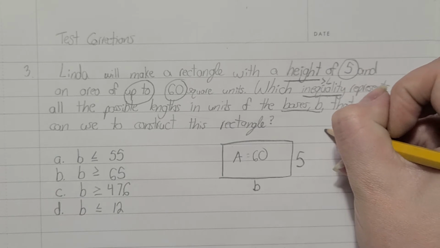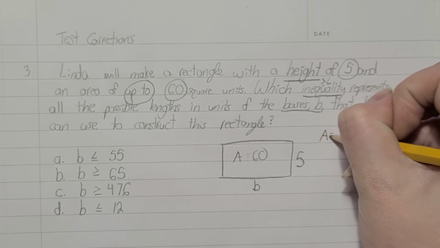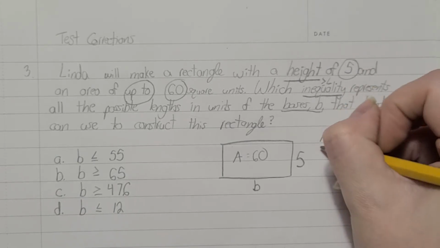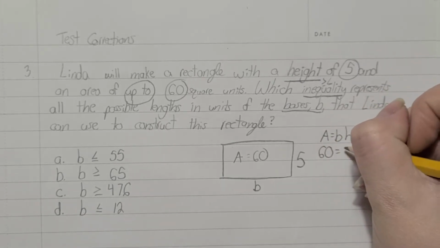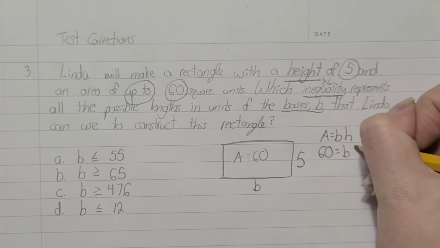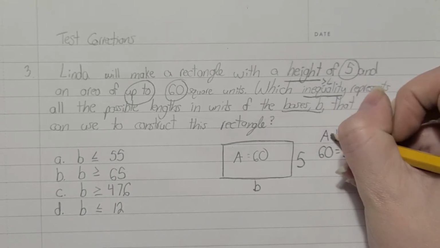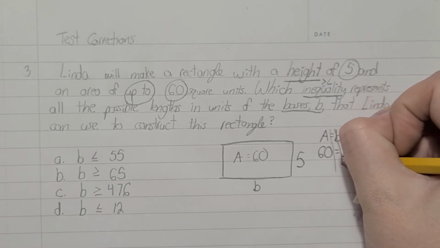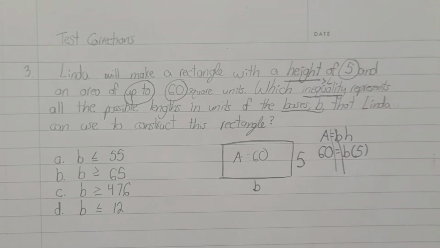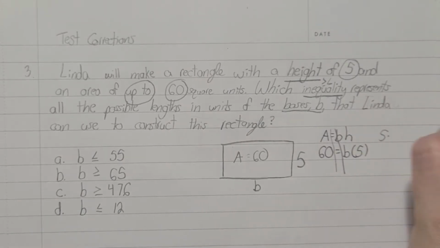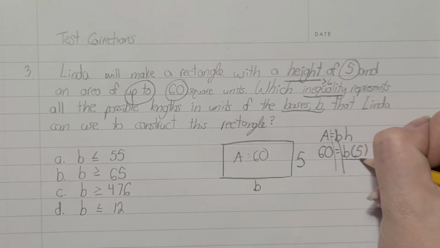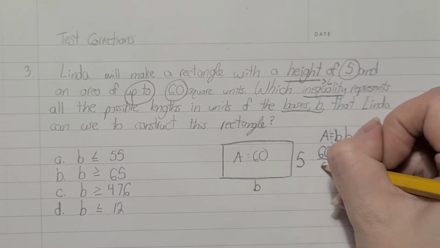Okay, so we know area equals base times height. So far we have 60 in place of area. Okay, our base we don't know, and the height is 5. And remember, this equal sign is not here to stay. We're going to change it as soon as we are done. Okay. So if I see multiplication, I'm going to do division. So I'm going to divide by that 5.